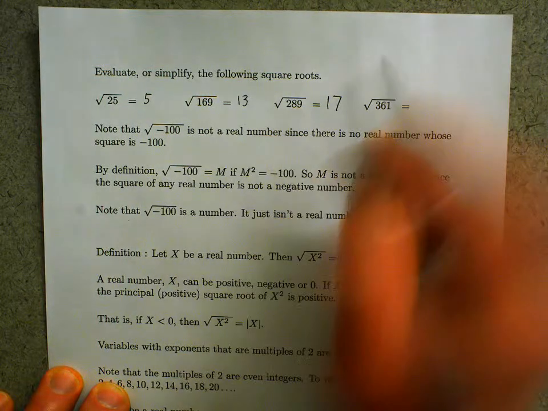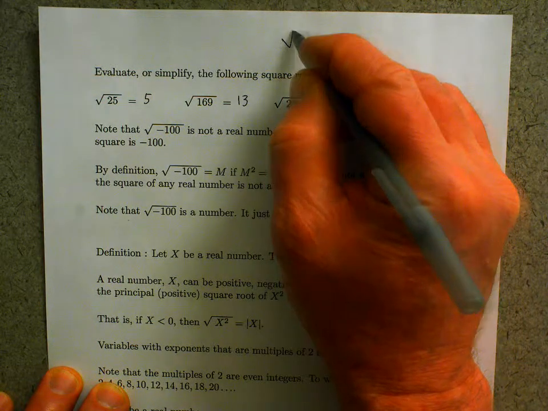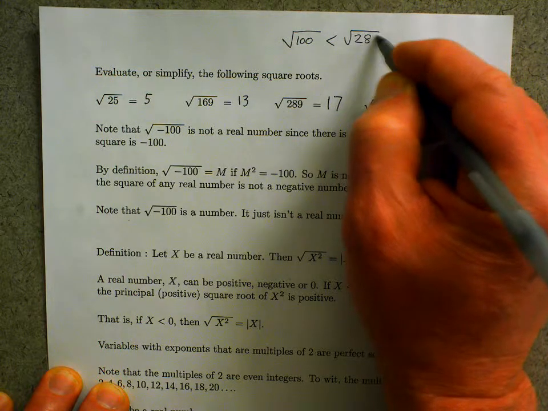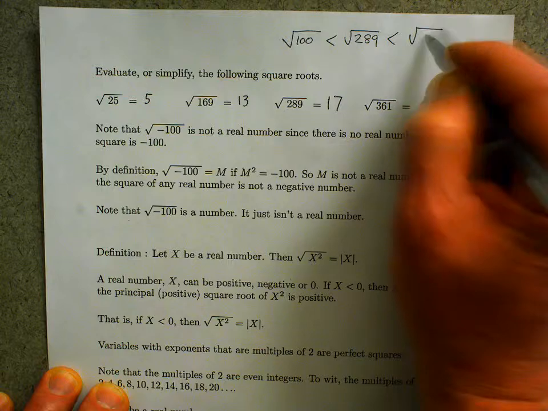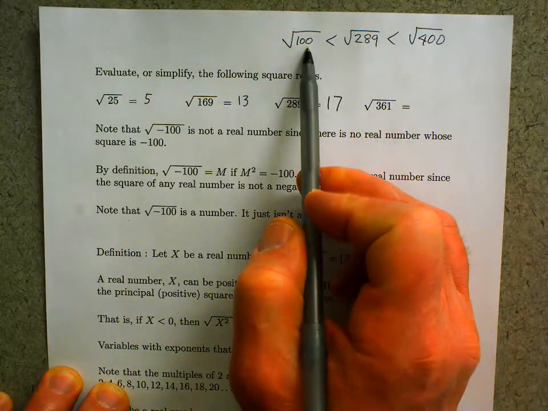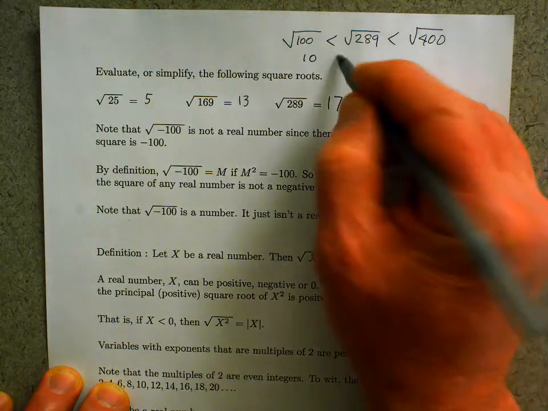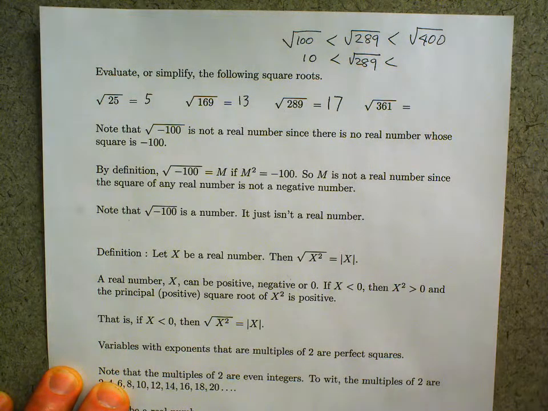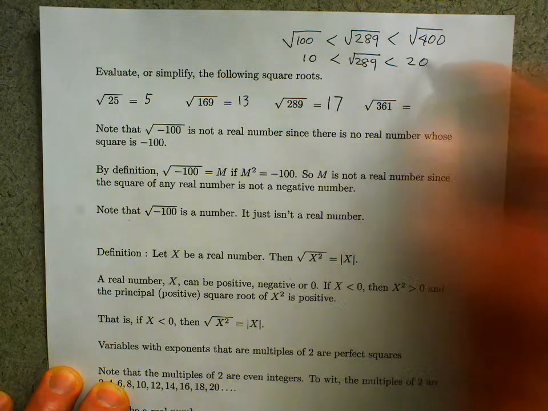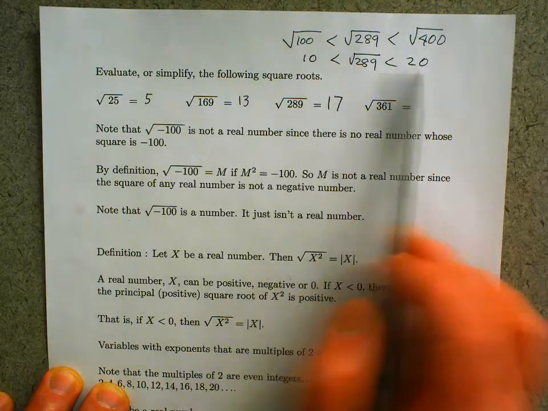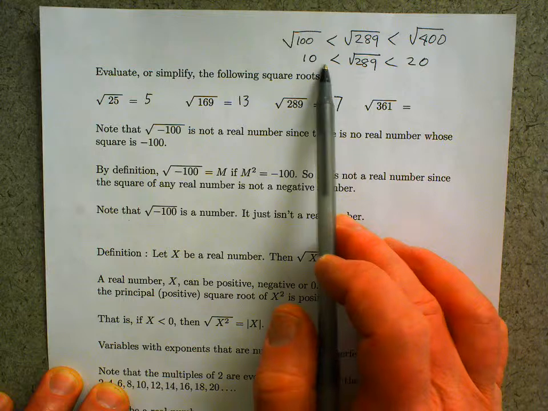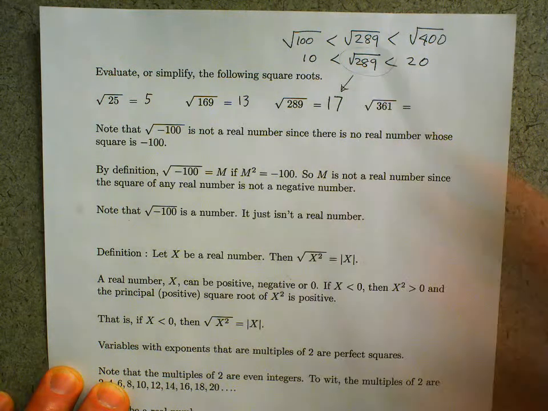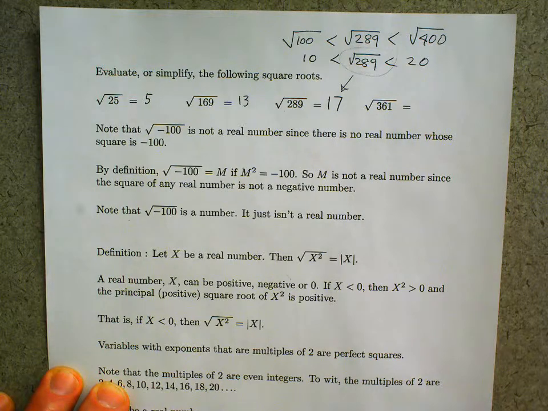So the square root of 289 has to be between the square root of 100 and the square root of 400. The square root of 100 is 10. And the square root of 400 is 20 because 20 times 20 is 400. So this narrows down where you have to look, somewhere between 10 and 20. Or it might just be easier to memorize that the square root of 289 is 17.